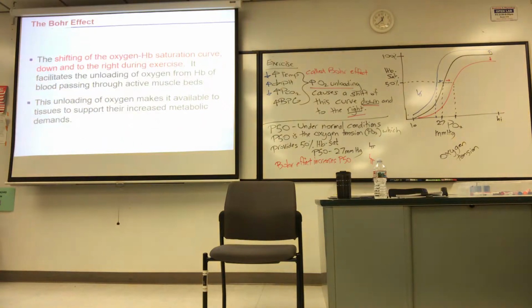So again, just to strictly define this Bohr effect, I wrote it on the board, but here it is defined on my slides. The shifting of the oxygen hemoglobin saturation curve down and to the right during exercise. That's it. That's the effect. It facilitates the unloading of oxygen from hemoglobin of blood passing through active muscle beds. This unloading of oxygen makes it available to tissues to support their increased metabolic demands. All right? So you drop off the O2.